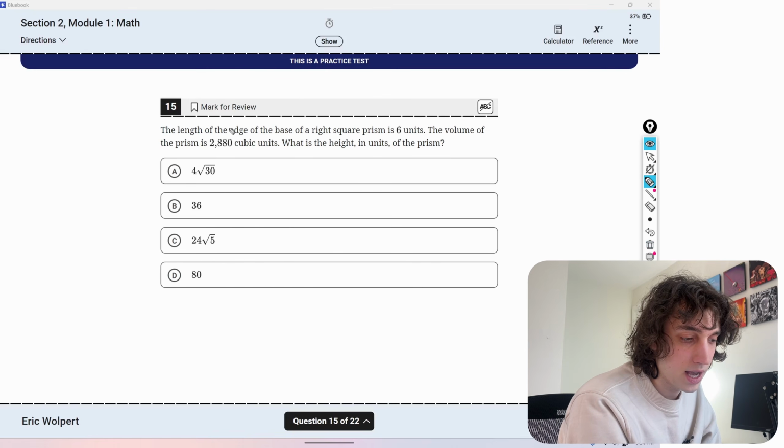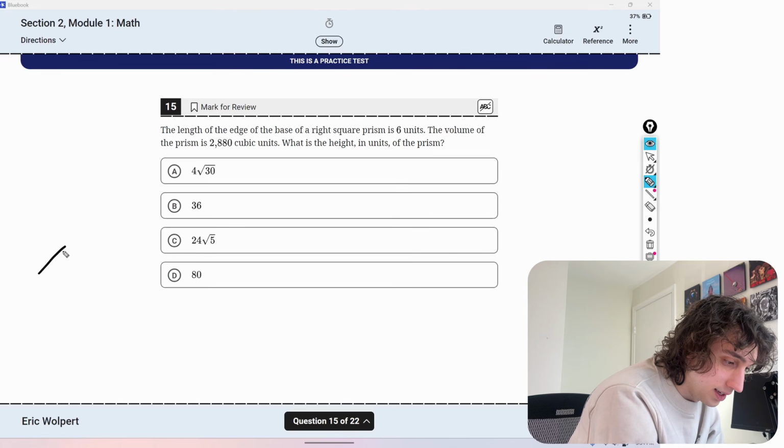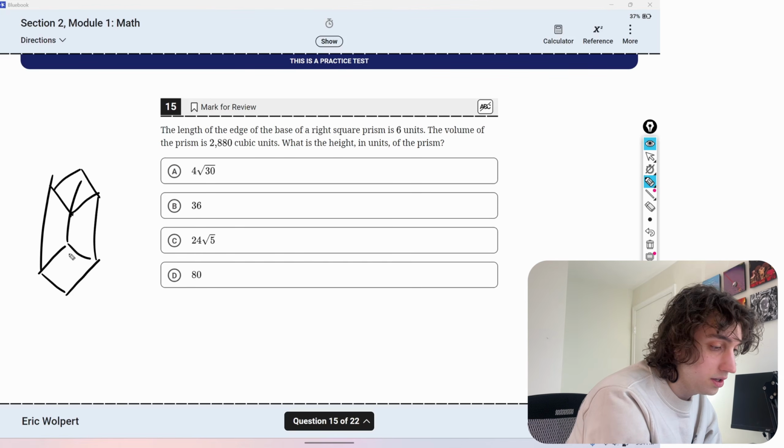The length of the edge of the base of a right square prism is 6 units. What does that mean? That's a lot of ofs in the same sentence. Well, wow, that's a terrible joke. You know what? We're just going with it.